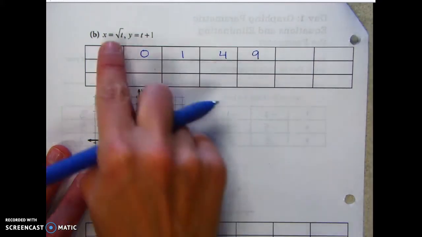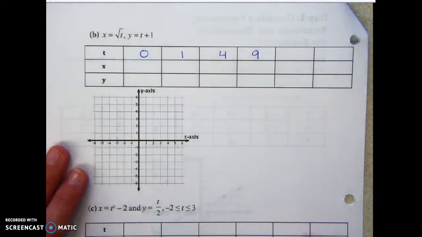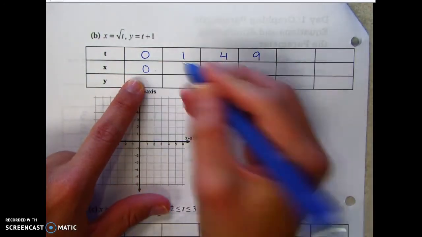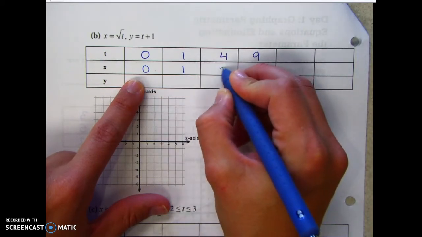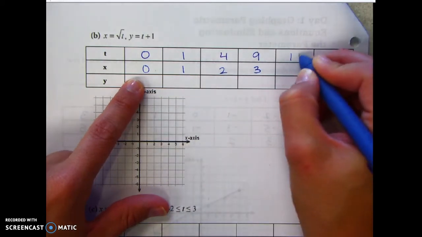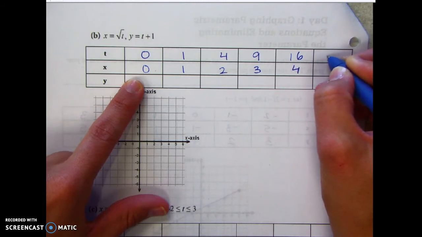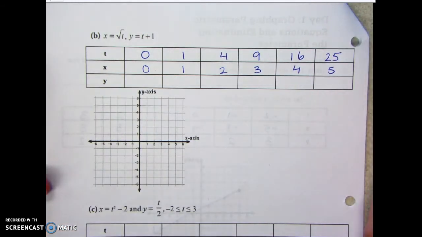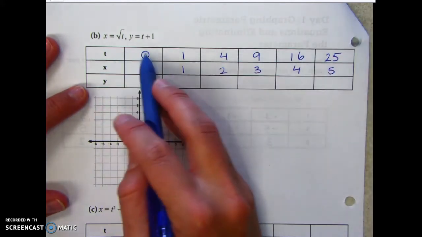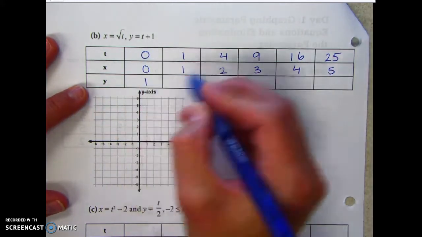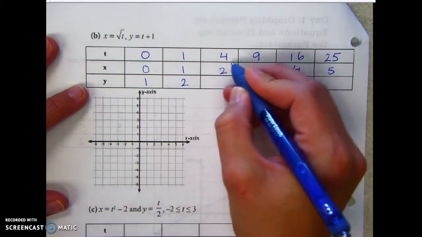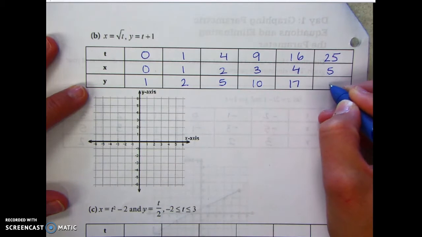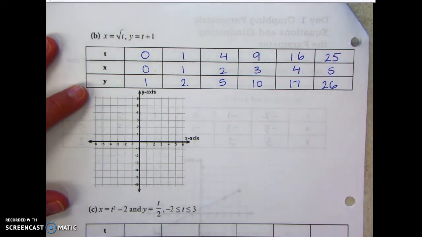But notice how I'm only picking numbers that you can take the square root of. So for x, what's the square root of 0? 0. Square root of 1, square root of 4, square root of 9. I don't know, let's do more. Why not? If it doesn't work, it won't work. But if it does, it'll be fun. Okay, and what's our y going to be? It's going to be whatever t is plus 1. 0 plus 1, 1 plus 1, 4 plus 1, 9 plus 1, 16 plus 1. Oh, that's why we didn't go this far, because those numbers won't fit.